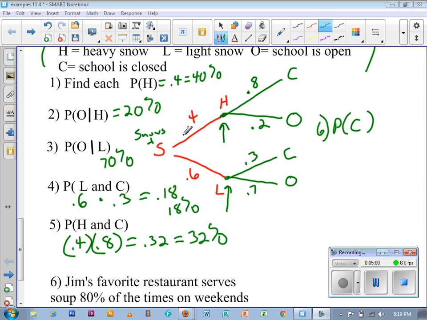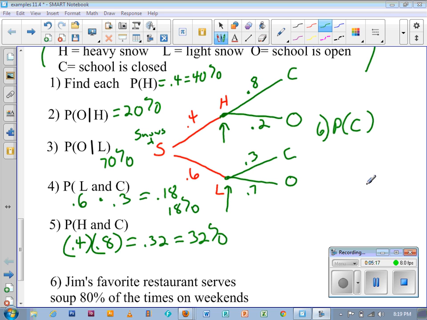We want both of these branches to occur. So 0.4 is heavy snow, 40%, and 80% is going to be closed. To have both of those happen, we need to multiply them, which is 0.32 or 32%. Now I added one more here that I thought we'd better go over, number 6.